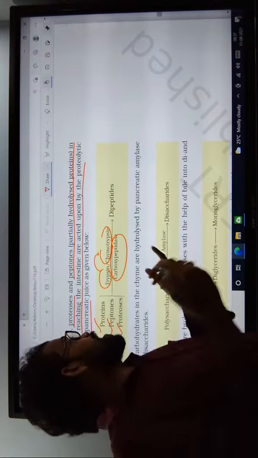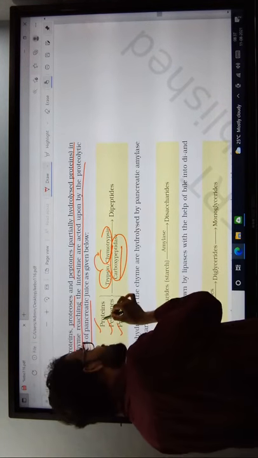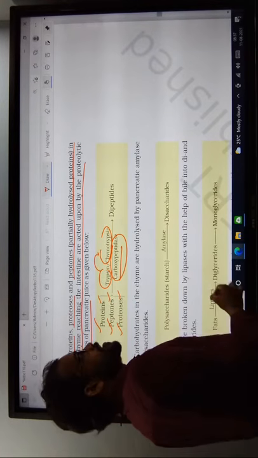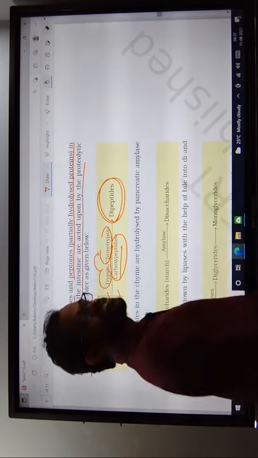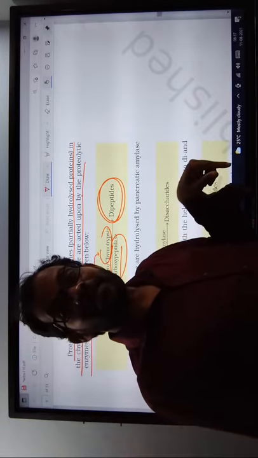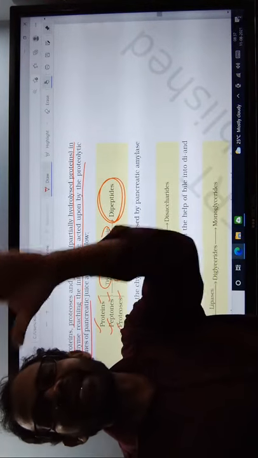Procarboxypeptidase is converted to carboxypeptidase. It acts on the proteins, peptones, and proteases. They produce dipeptides. This reaction takes place in the intestine, but the enzymes are related to the pancreatic juice.